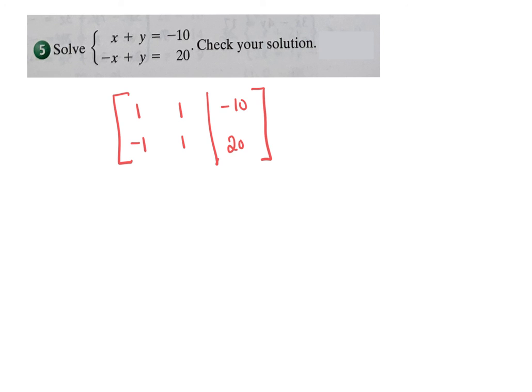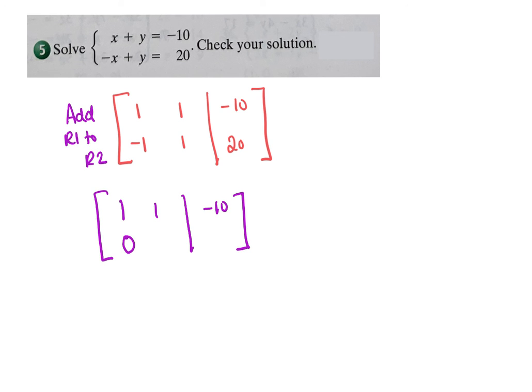So look, I already have, listen, when they set this up, they already gave you a 1 here, right? So I don't even need to multiply this by anything, right? To add it to this guy, it's going to zero it out. So my first step here is just to add my row 1 to my row 2 and leave my row 1 alone. So I'm going to say 1, 1, negative 10. And then 1 plus negative 1 is 0. 1 plus 1 is 2. Negative 10 plus 20 is 10.